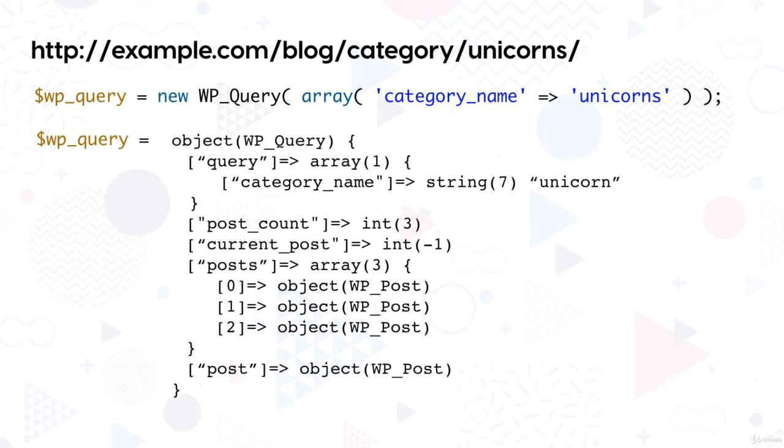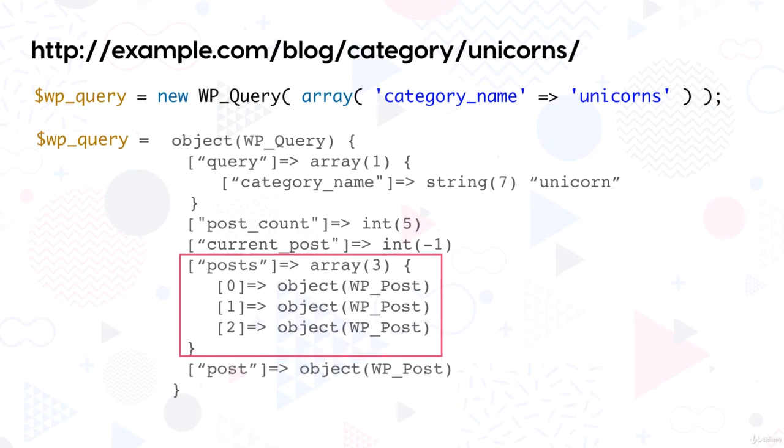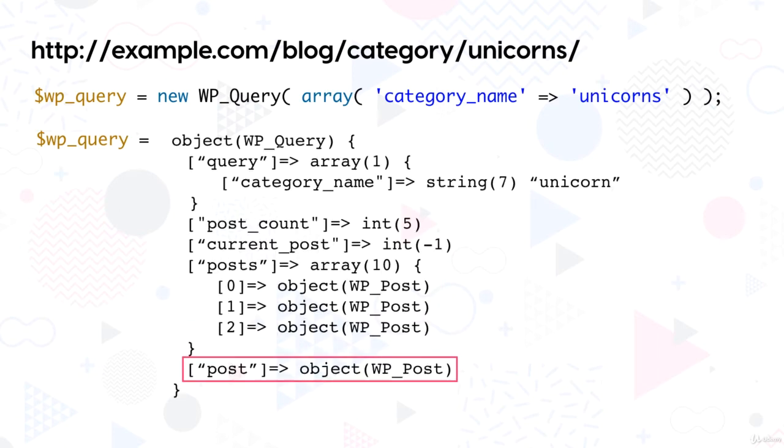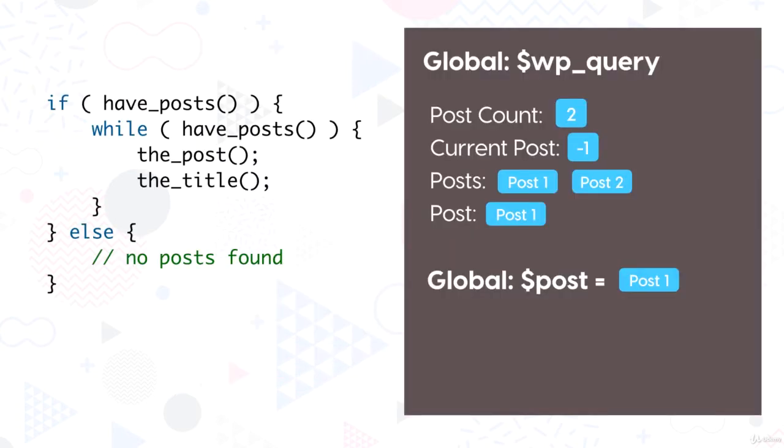So this object had some information like the query vars and the post count. It also had a key called current post, and it's initially -1. And it had the array of posts found, and it also had a key called post, which is a post object. So let's now try to visualize what happens to these values when we start our loop. So imagine we have our main loop here on the left, and we have the global WP query object on the right, which contains, as we saw in the last slide, the post count, the current post, an array of posts, and the post. So let's assume now we found 2 posts for this query.